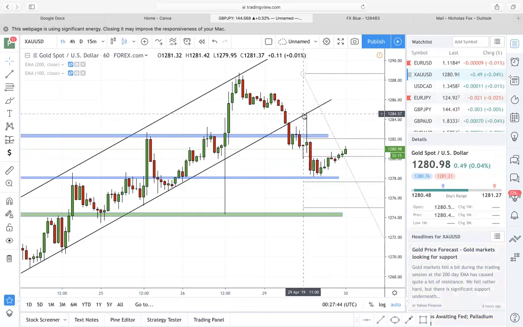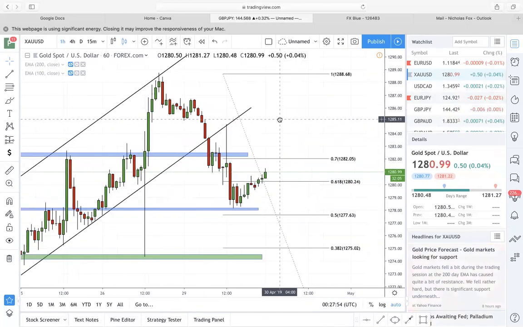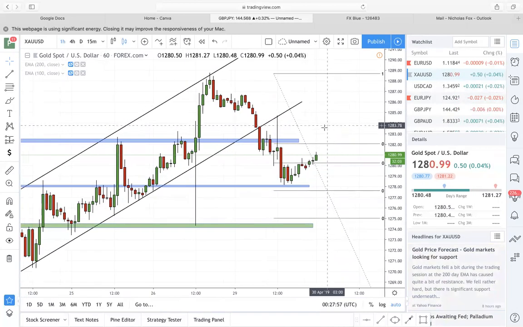We had the rejection off this trend line. We had a rejection off this level, closed below that. And we had this massive candlestick structure showing a massive weakness in sellers now. So to be continued, we'll see where we go on from here as well.